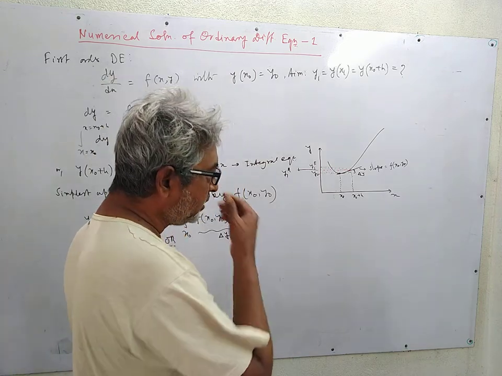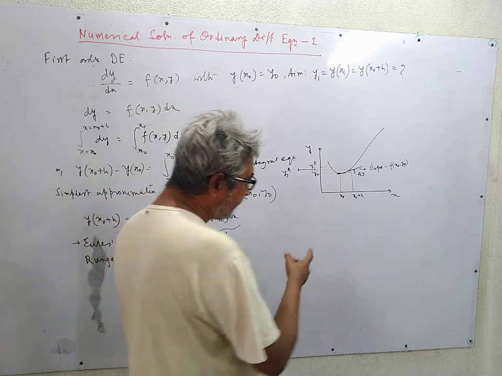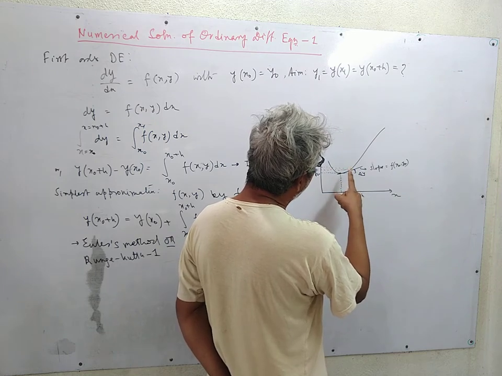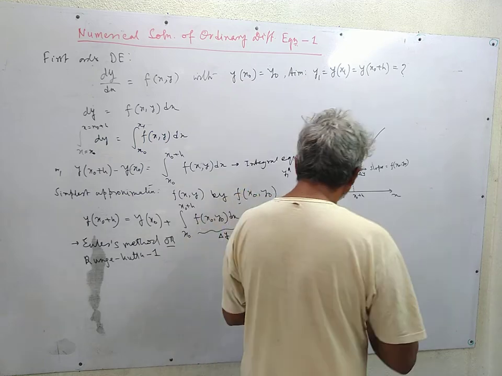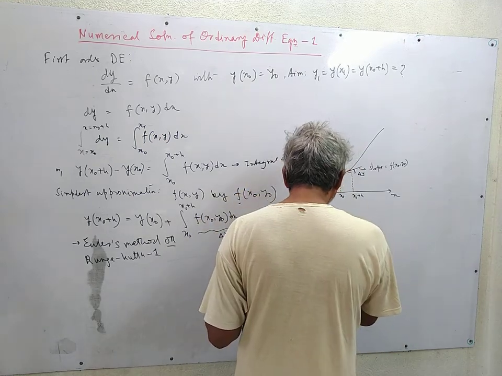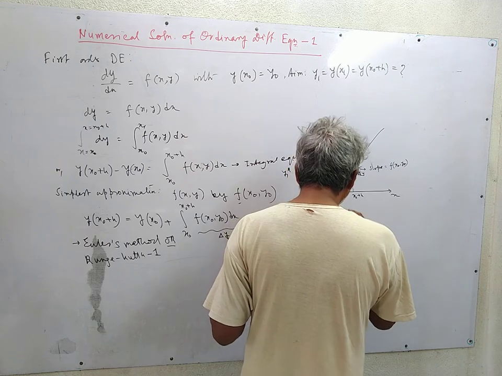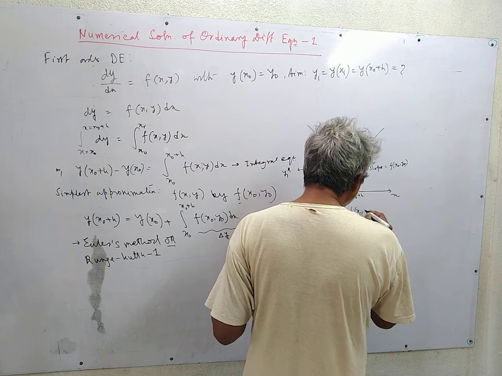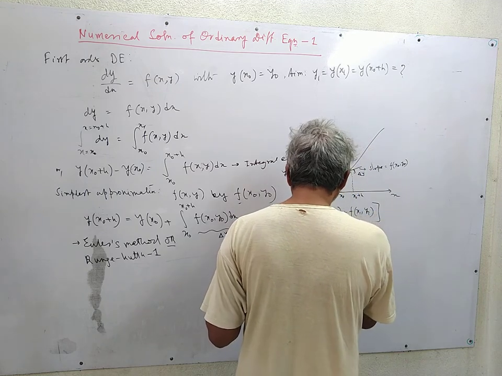One may argue that instead of evaluating the slope at the beginning of the interval, we could evaluate the slope at the middle of the interval. That is, we could find out the slope as f of x0, y0 plus f of x1, y1 divided by 2. This is the average slope.